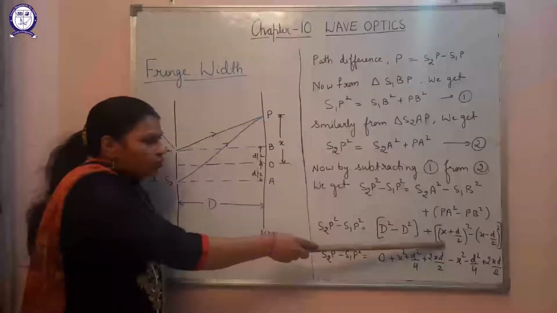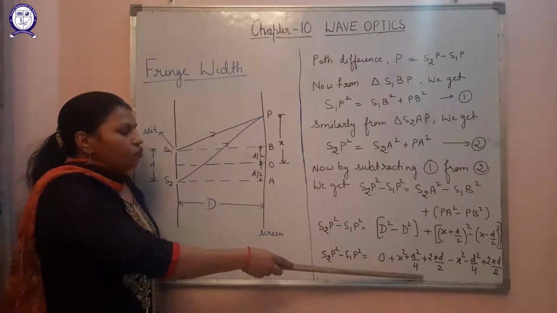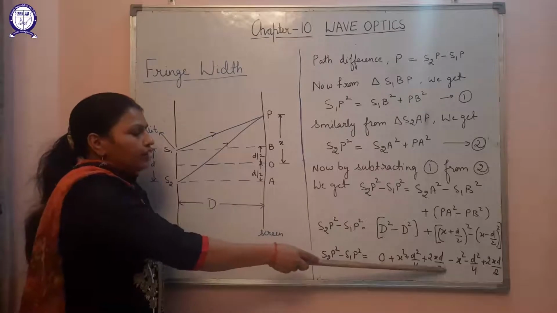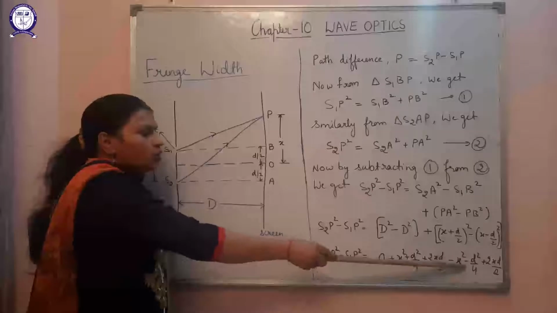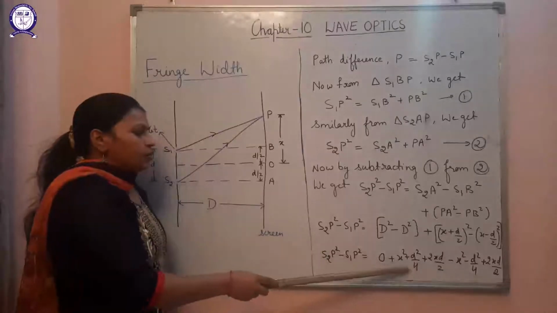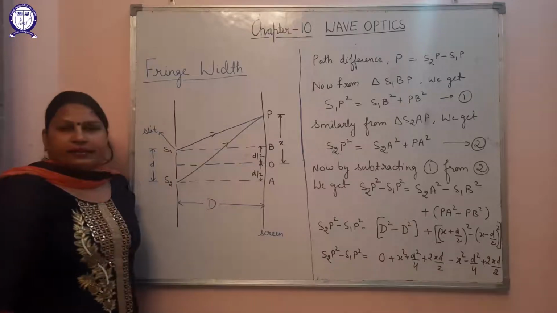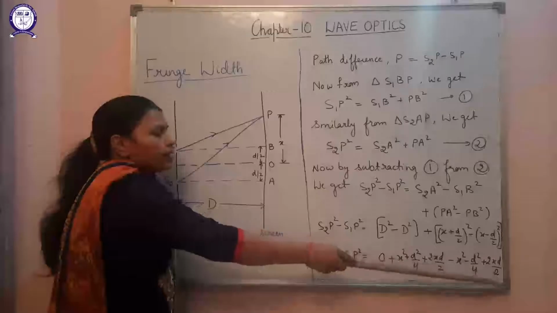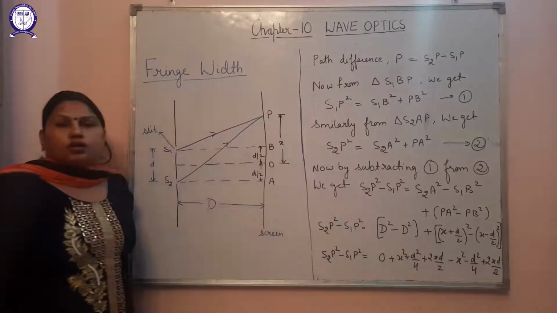Here we are going to calculate these two terms. It will be x square plus d square by 4 plus 2xd by 2. So the 2 gets cancelled out here. It will be simply xd minus x square minus d square by 4. Here x square gets cancelled out, and d square by 4, d square by 4 also get cancelled out. And here again 2 by 2 gets cancelled out. It will be plus xd. So xd plus xd will become 2xd.